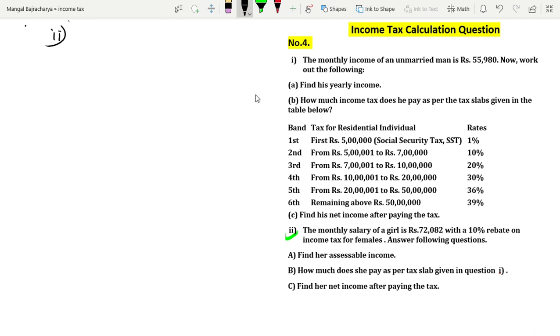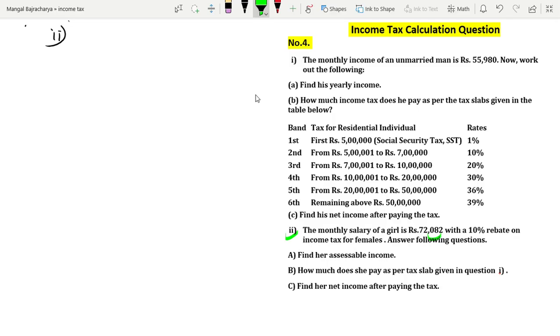See, the monthly salary of a girl is 72,082, with 10% rebate. So even if it is not mentioned in the question, we will be calculating rebate for the female. So here it is said 72,082 monthly salary of a girl with the 10% rebate on the income tax for females. So answer the following questions.